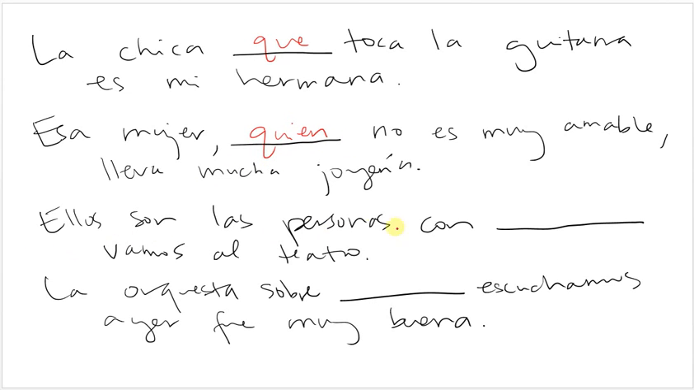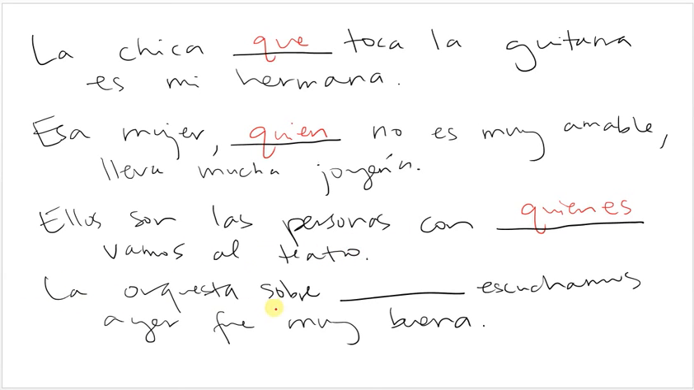Ellos son las personas con, vamos al teatro. So they are the people with whom we are going to the theater. Because we have a preposition here, which is con, we're going to have to use quien. And because las personas is plural, it's going to have to be quienes. So ellos son las personas con quienes vamos al teatro.